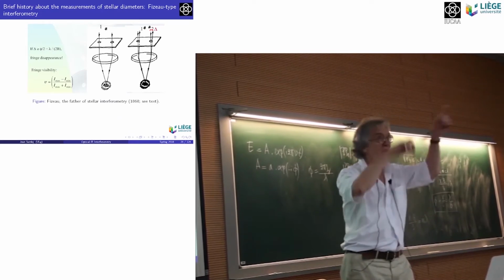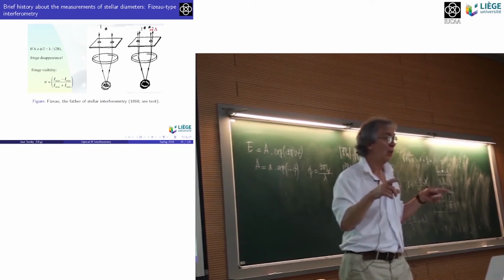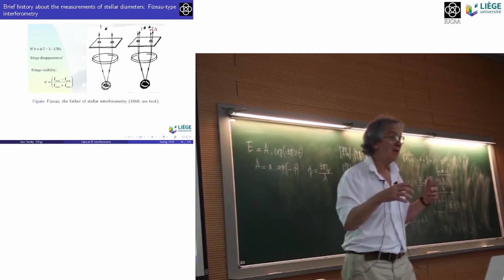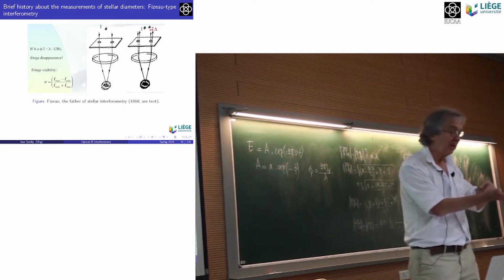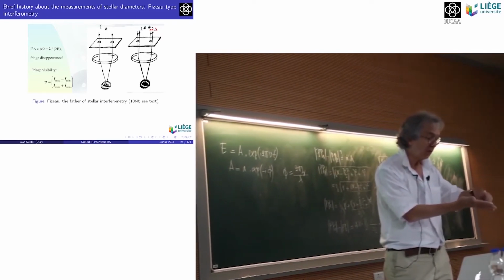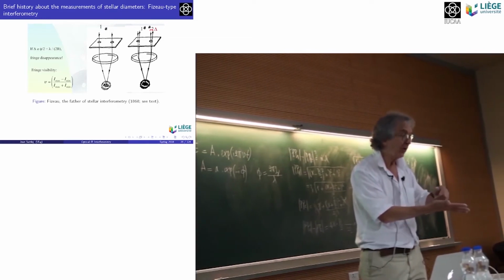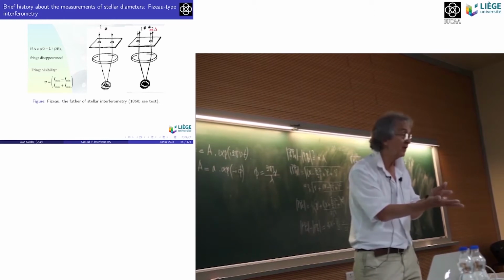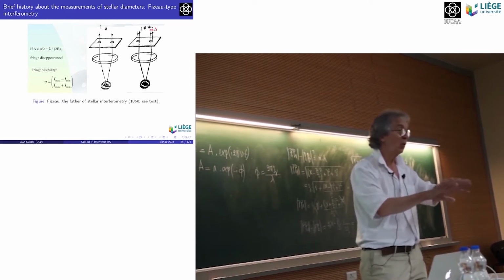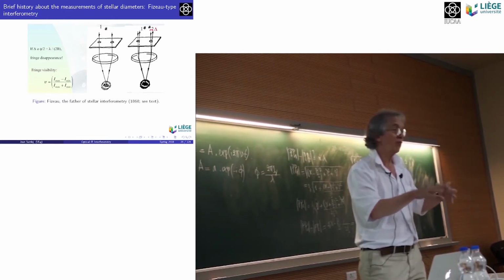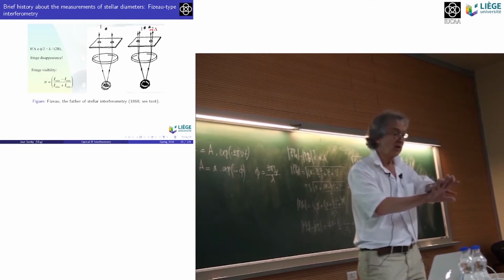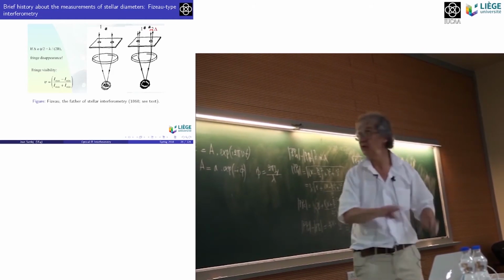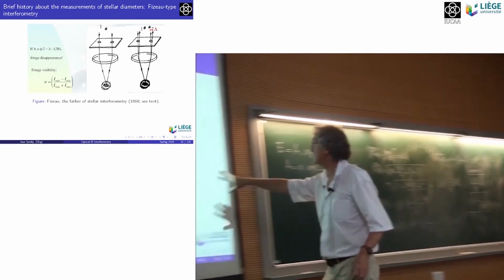To look at all the stars in the sky with the hope that maybe, because a star can be assimilated to a very large number of incoherent sources of light, if you would resolve it, the fringes would have a contrast equal to 0. There would be a smearing of the fringes. So this was the idea.